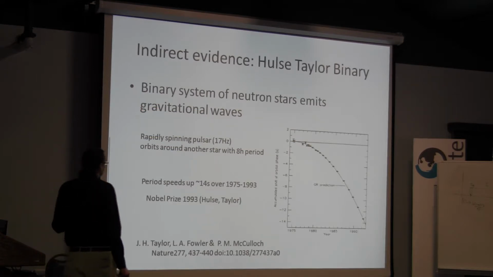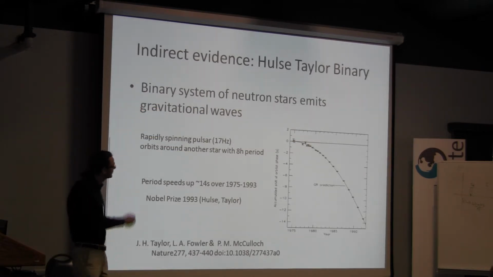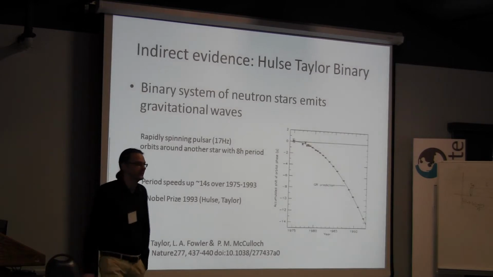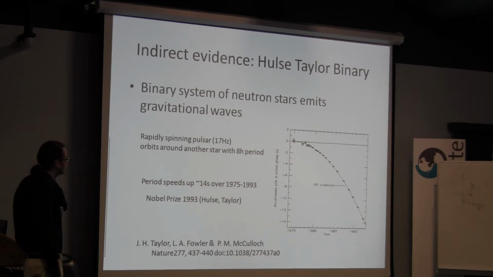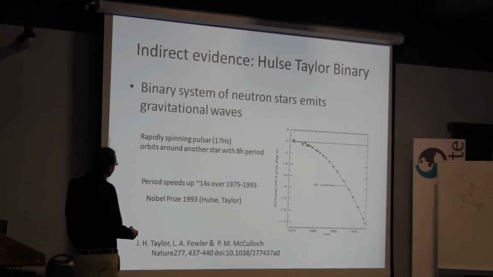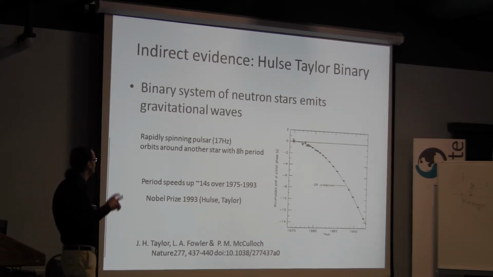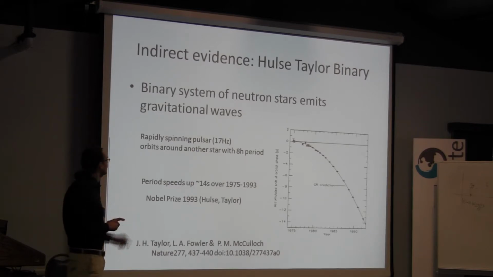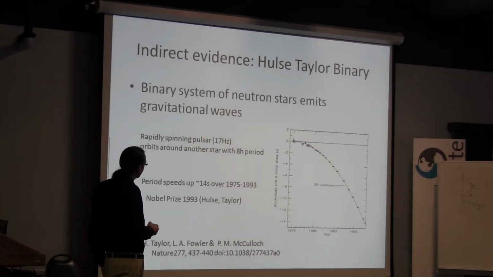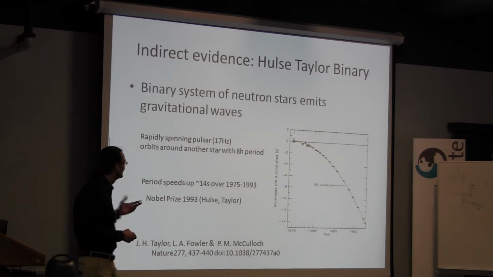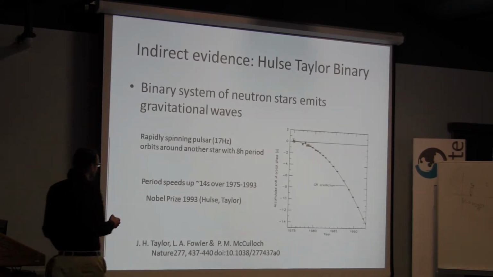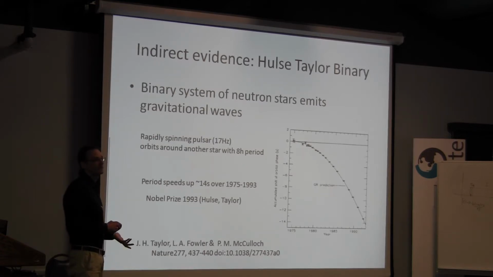The most convincing indirect evidence that there are gravitational waves is from the Hulse and Taylor binary. Hulse and Taylor were awarded the Nobel Prize in 1983 for this discovery. They looked at a binary system of neutron stars: a rapidly spinning pulsar which emitted electromagnetic radiation at a really high frequency, say 17 hertz compared to some of these other frequencies, that orbited around another neutron star with a period of about 8 hours.